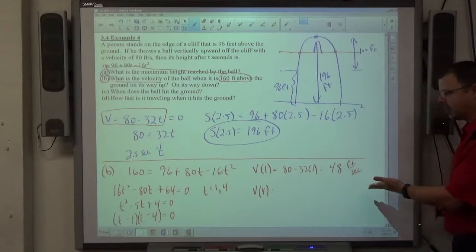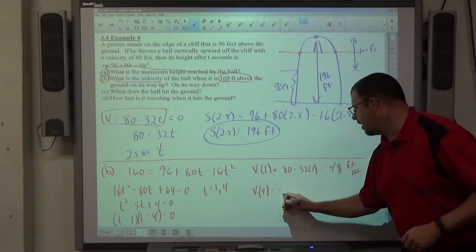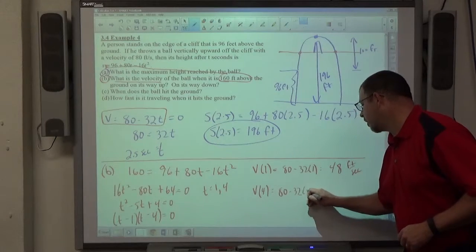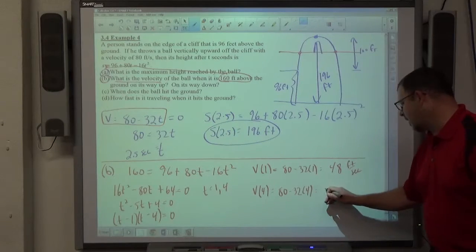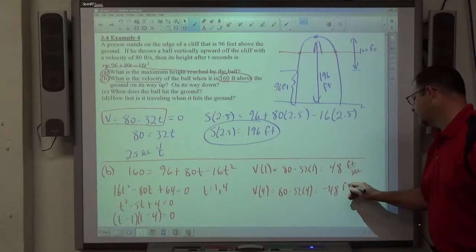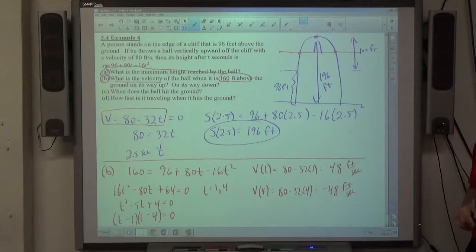So that's 48 feet per second going up. If I do 80 minus 32 times 4, 32 times 4 is 128. 80 minus 128 is negative 48 feet per second. That is not a coincidence.